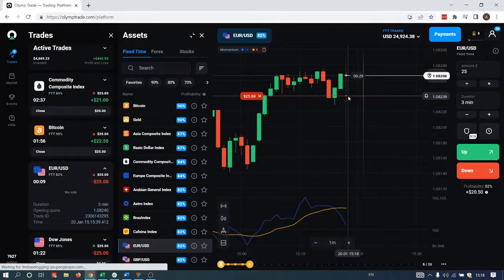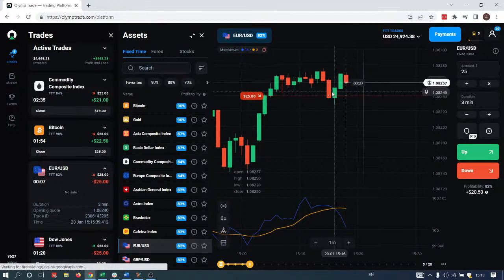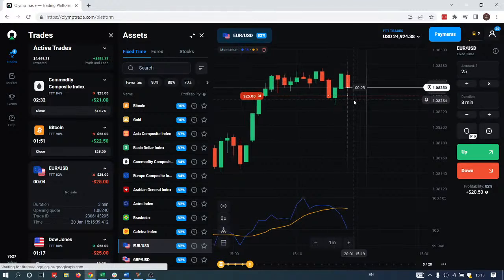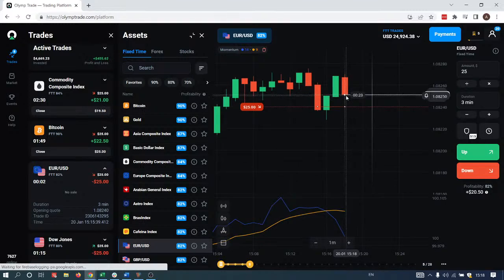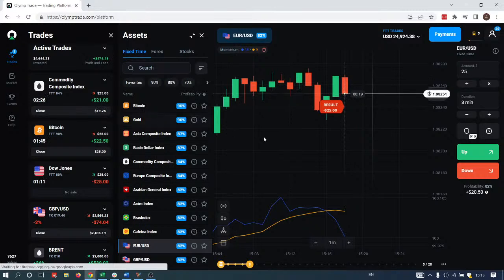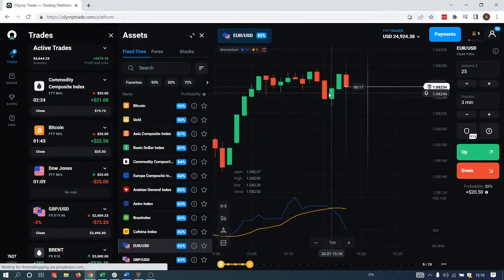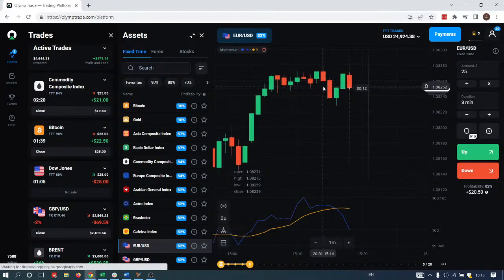Okay, nice. Wow. So that's a real trap here on Euro USD. Will it drop or not? 1 second. Okay, didn't drop. So that was a perfect bear trap, kind of.